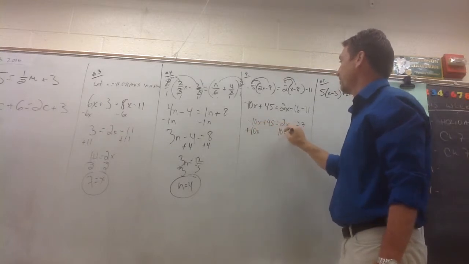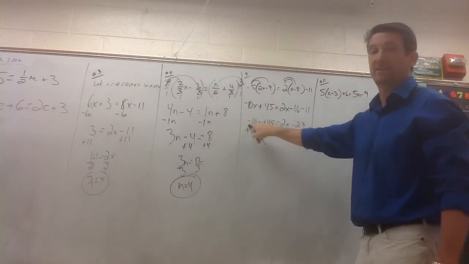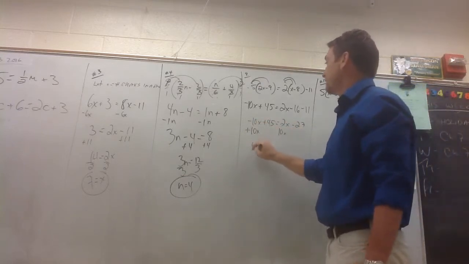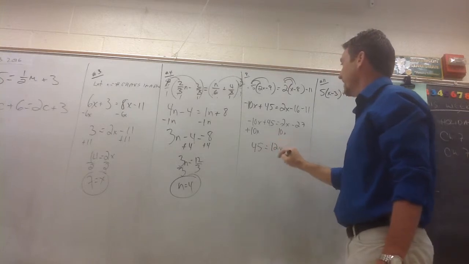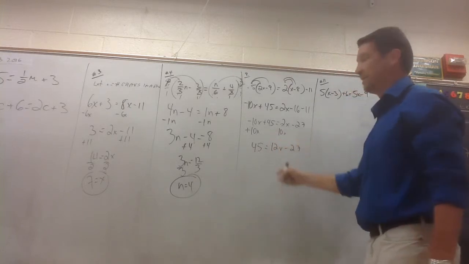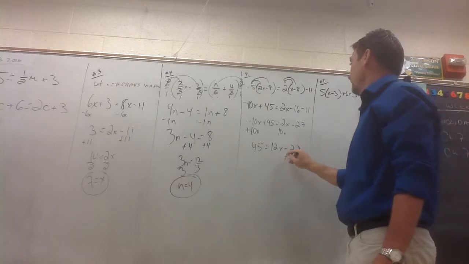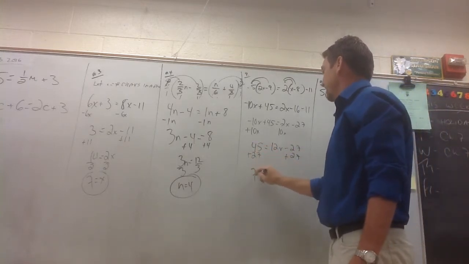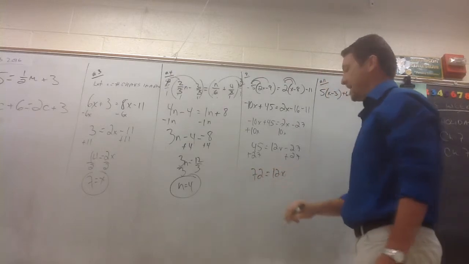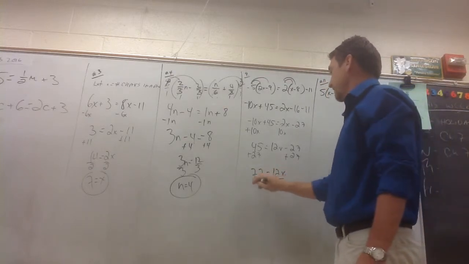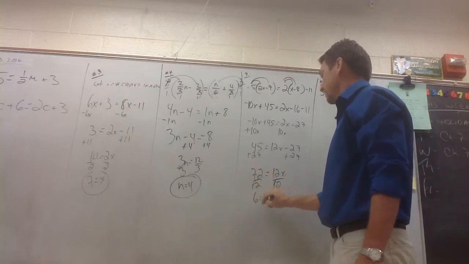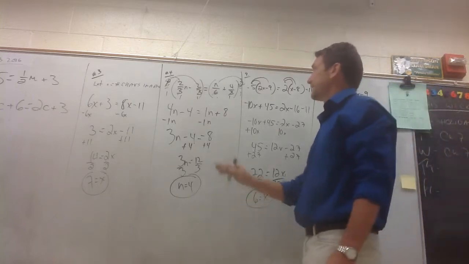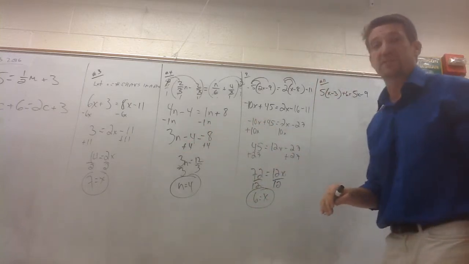Again, we're still moving the variable term that has the lower coefficient. Negative 10 is less than 2. That's why we get rid of that one. Leaves me with 45 equals 12x minus 27. There's your two-step equation. We add 27 to both sides. And we have 72 equals 12 times x. Divide both sides by 12. And 6 equals x.